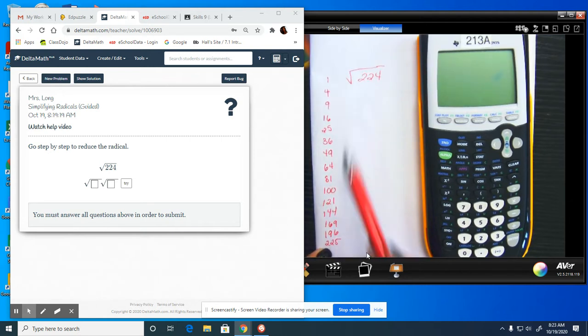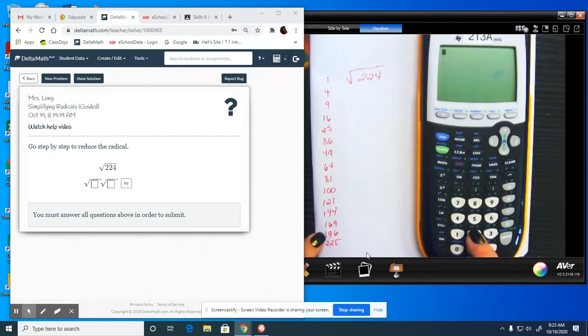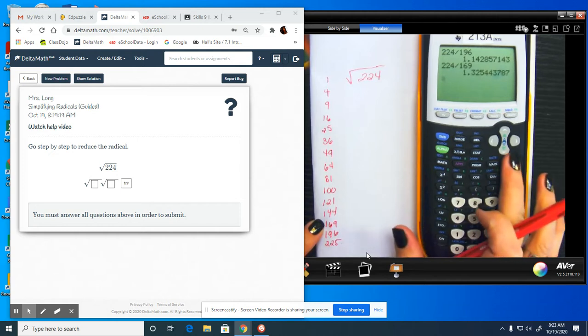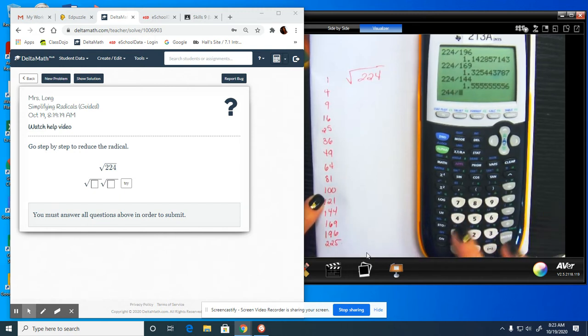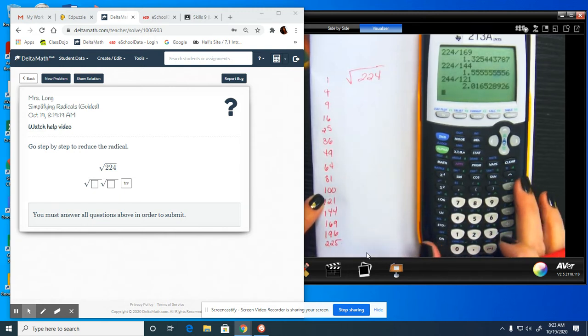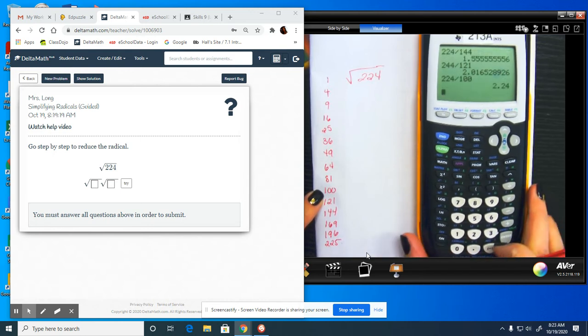Now, I know I can't divide 224 by 225 because that's too big. So I'm going to go to the next one, which would be 196. So 224 divided by 196, and see if I get an integer. I don't, so that one's no good. 224 divided by the next one, 169. Doesn't work. 224 divided by 144. No bueno. 224 divided by 121. And I'm just going to keep working my way up until I find one that gives me an integer.